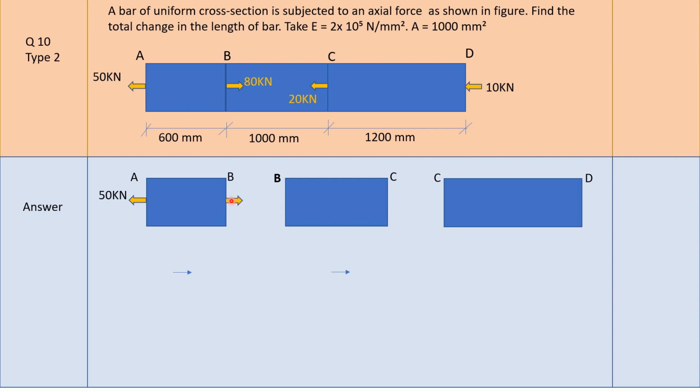So here I'll show the 50 kilonewton force. Now when a 50 kilonewton force here acts at B like this, then only this 50 and this 50, they will balance each other. Sigma Fx will become 0 and bar AB will be in equilibrium. So this is the free body diagram for the AB. Now at cross section B in the given problem, the force is 80 kilonewton. Out of that 50 we have shown here.